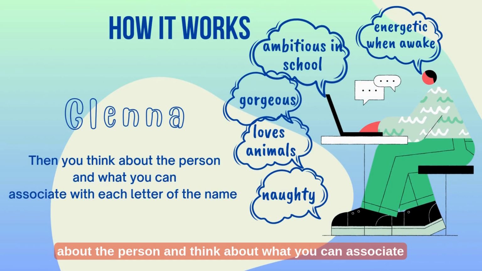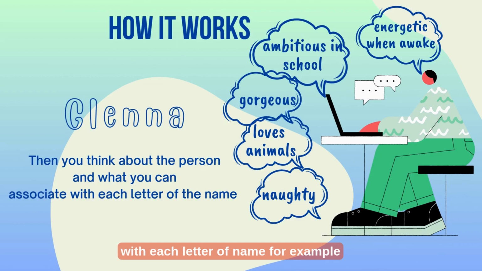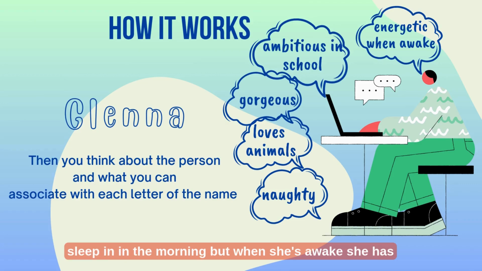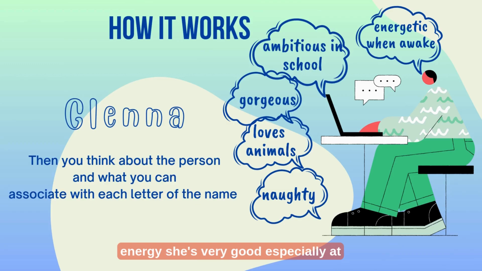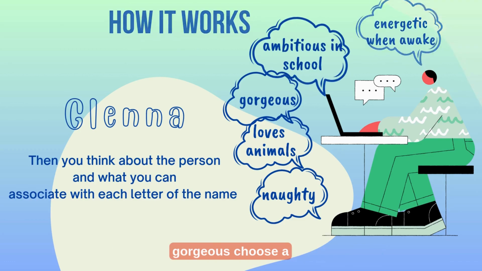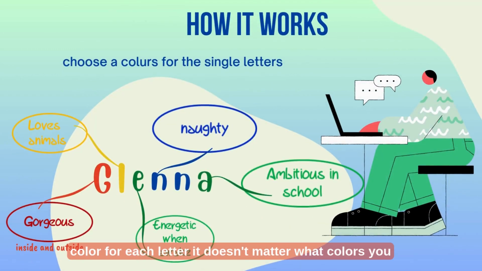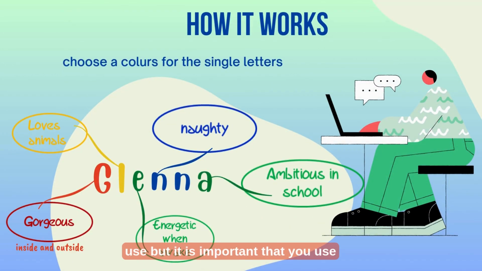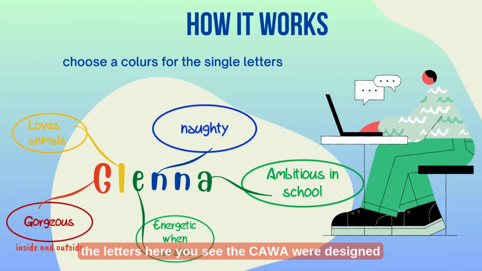Then think about the person and think about what you can associate with each letter of the name. For example, Glenna loves animals. She likes to sleep in the morning, but when she's awake, she has energy. She's very good, especially at school, and she has a lovely character. Gorgeous. Choose a colour for each letter. It doesn't matter what colours you use, but it is important that you use colours. Especially when the CAWA becomes more extensive, you can still assign the terms to the letters.